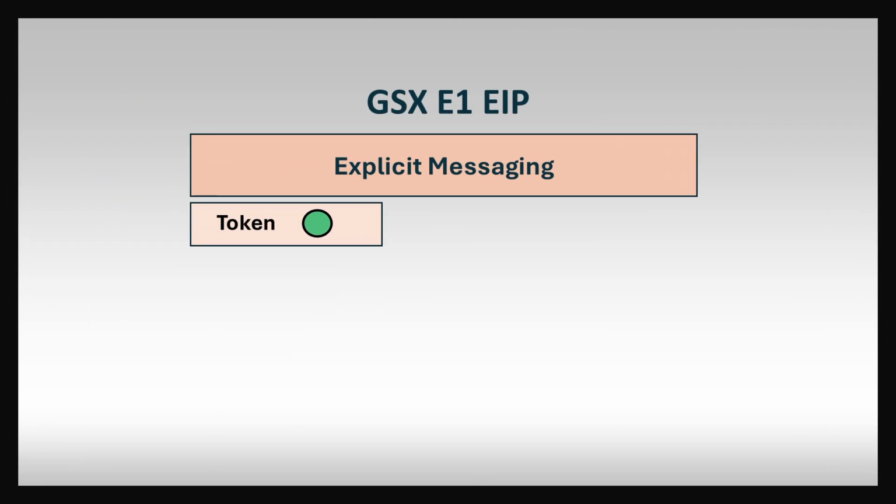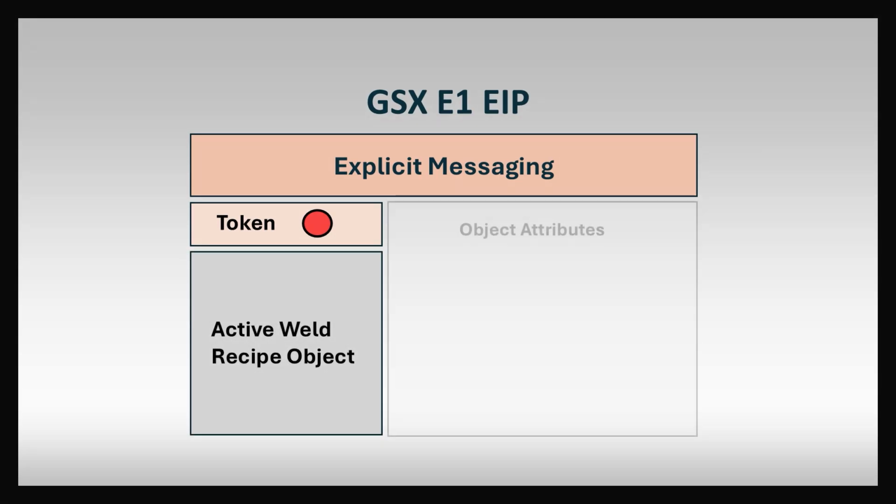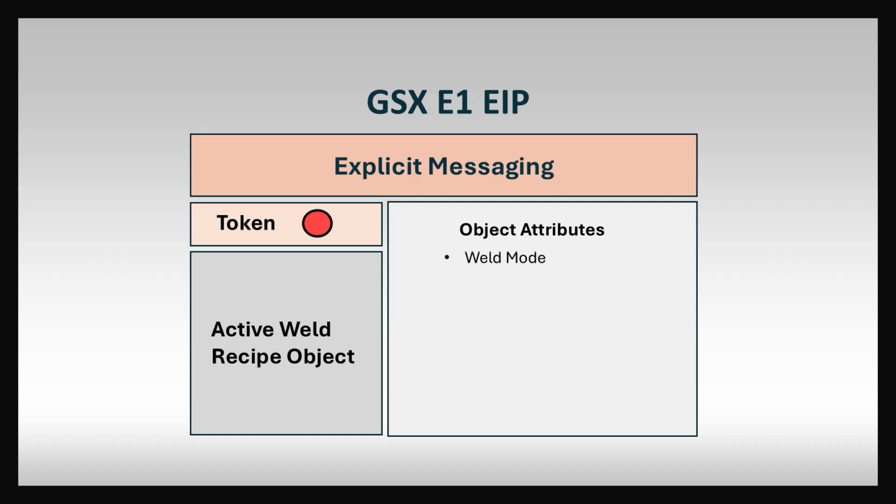Token control determines whether weld recipe parameters are set locally using the GSX HMI or remotely via explicit messaging. When the token is set for remote explicit messaging, weld recipe attributes can be sent to the GSX using the active weld recipe object. Attributes that can be configured include weld mode, specifies the weld mode to run, such as energy or collapse. Mode value, sets the parameter value, such as joules or millimeters.